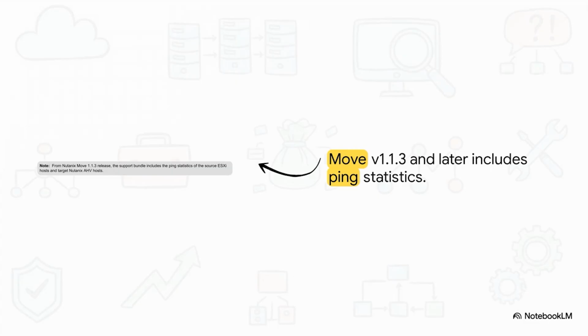First up, pay close attention to versioning details regarding Nutanix Move. Standard Move support bundles contain essential logs from the Move VM itself and the Hyper-V agent. However, starting specifically from Nutanix Move Release 1.1.3, the support bundle quietly started including something else: ping statistics for your source ESXi hosts and your target AHV hosts. Why does this tiny detail matter so much? Because migration failures are almost always rooted in underlying DNS or network latency issues. This small version update gave infrastructure admins a massive head start in diagnosing slow transfers by proving network connectivity right there in the bundle. Knowing that ping stats were specifically added in version 1.1.3 is a classic trivia trap.